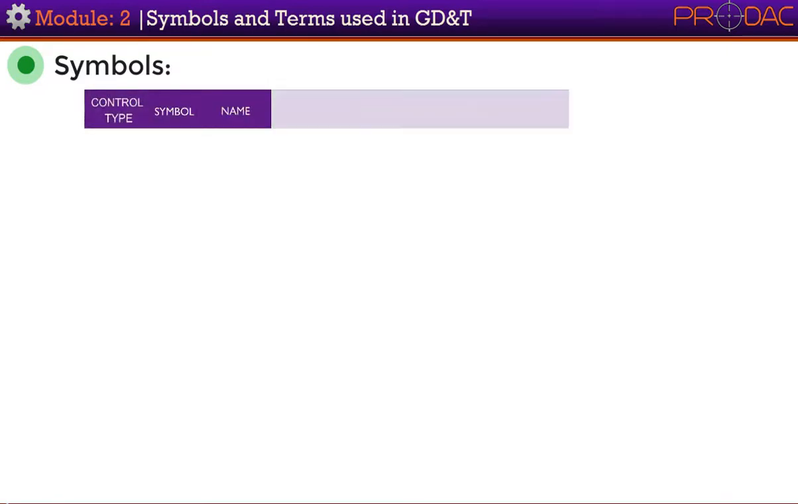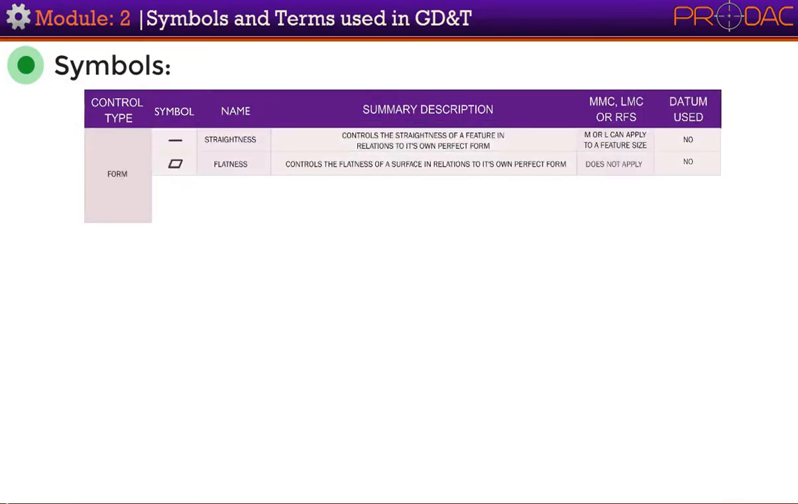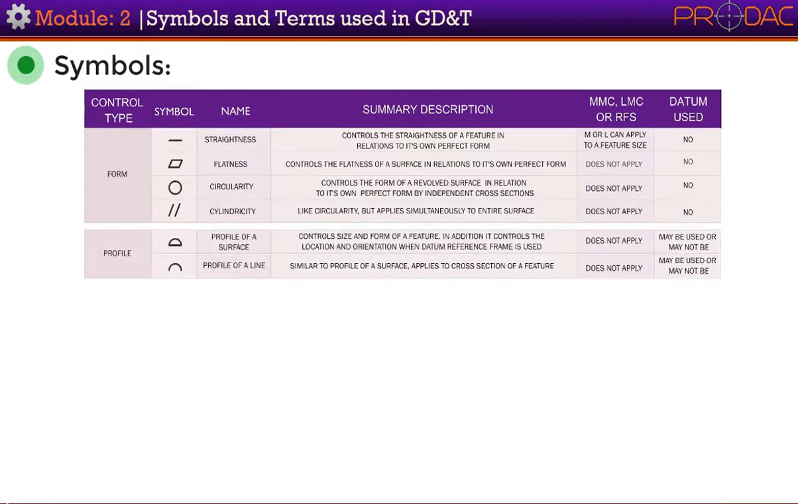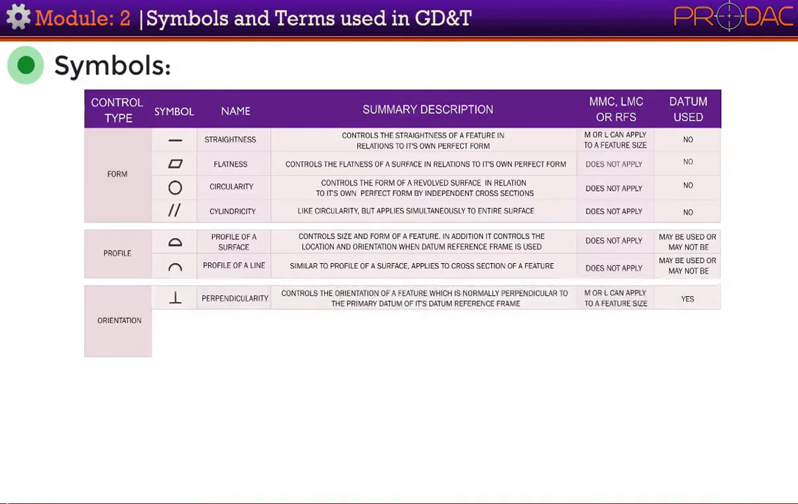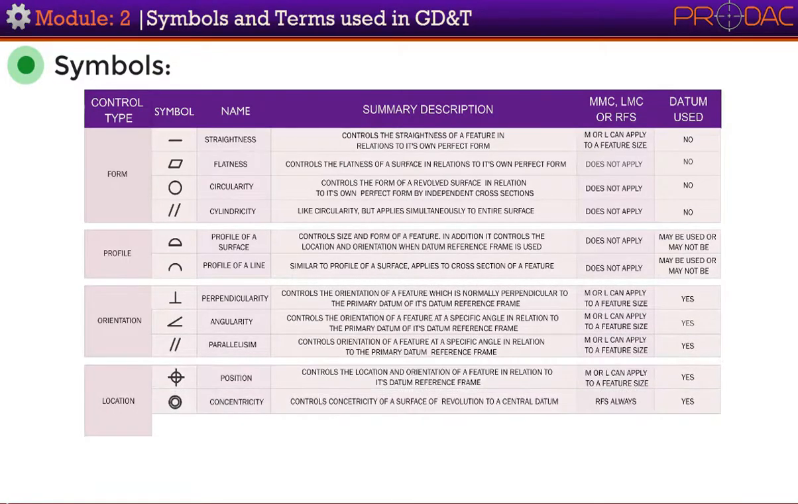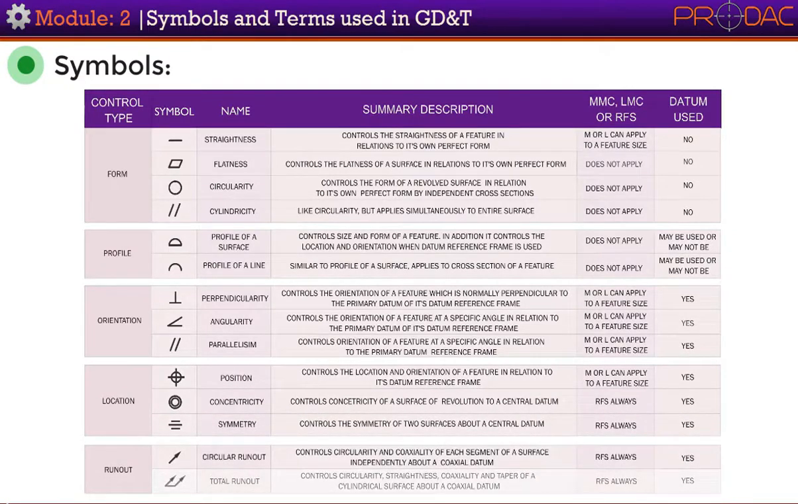Below are the symbols used in GD&T, and they are all tabulated here based on their category. First category is form, under which we have straightness, flatness, circularity, and cylindricity. After that, we have profile, orientation, location, and runout respectively. GD&T controls under these categories are tabulated along with their symbols.